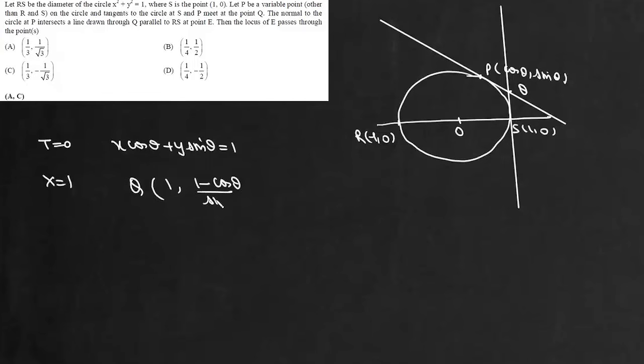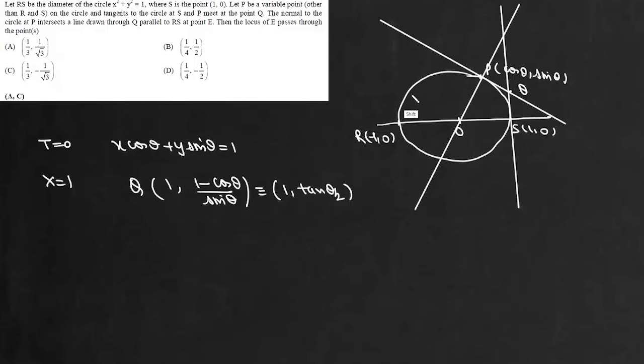Now 1 minus cos theta is 2 sin square theta by 2, and sin theta is 2 sin theta by 2 cos theta by 2. So we can also write this as 1, tan theta by 2. Now it says the normal to the circle at P intersects the line drawn through Q parallel to RS at point E. So normal through P intersects a line drawn through Q parallel to RS at point E.